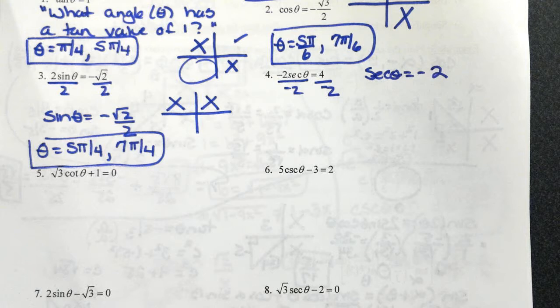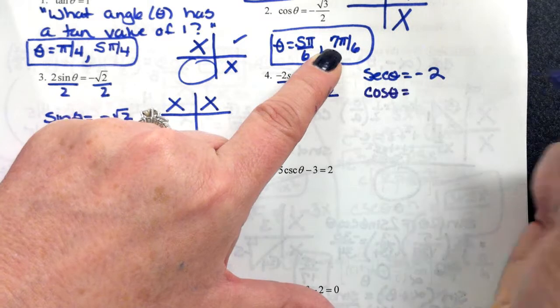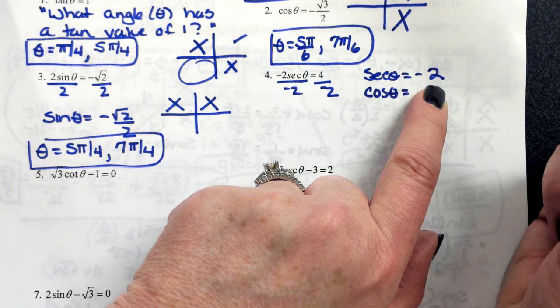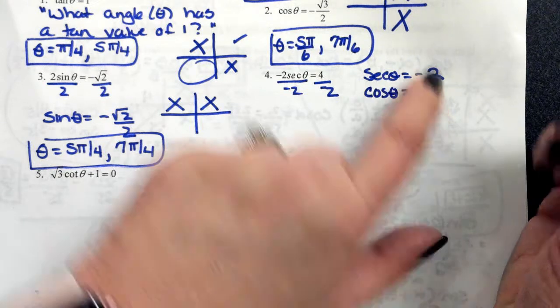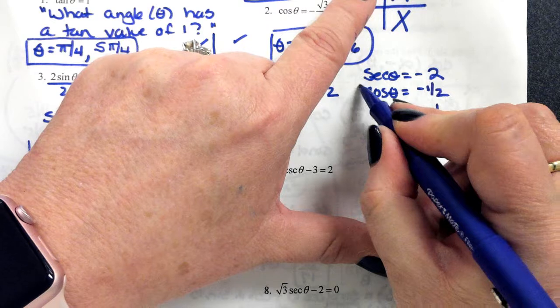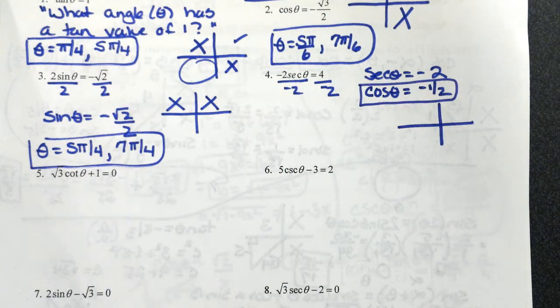Well, to figure out the secant of theta, then we can change it. What's the reciprocal function for secant? Cosine. So if I want to make it easier on myself, I can rewrite this as the cosine of theta, and then take the reciprocal of negative 2. What is the reciprocal of negative 2? Negative 1/2. So then wherever the secant of theta is equal to negative 2, that's where cosine of theta is equal to negative 1/2. So where is cosine negative?